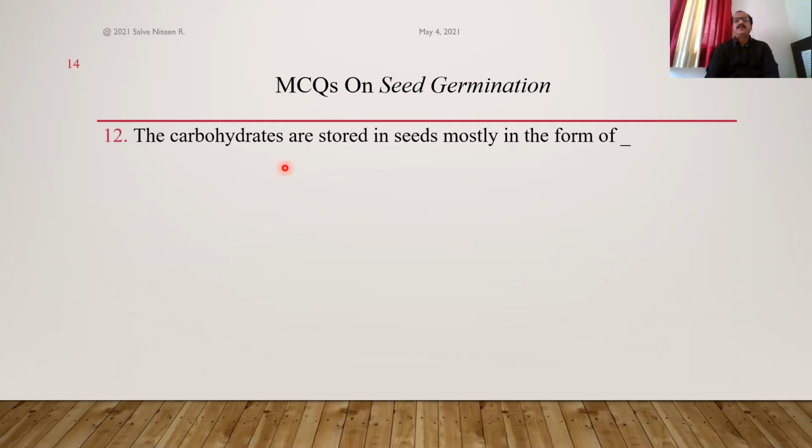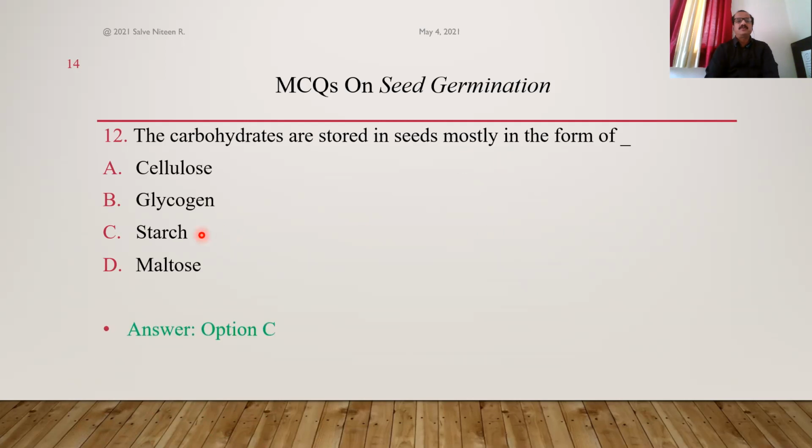The carbohydrates are stored in seeds mostly in the form of starch, and they are then degraded with the help of the enzymes alpha amylase and beta amylase, and simple sugars are formed. So C is the answer.